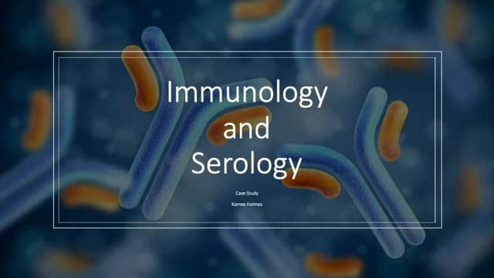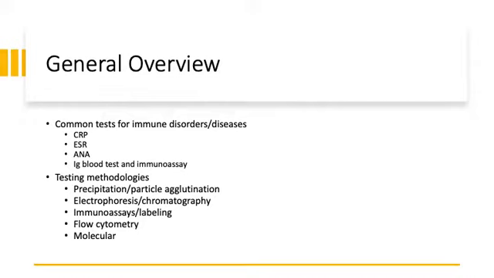This presentation will be on an immunology-related case study. Before we get into the actual case, these first couple of slides will give some general information on immunologic and serologic testing. Some common tests used to assess immune disorders and diseases include C-reactive protein, erythrocyte sedimentation rate, antinuclear antibodies, immunoglobulin blood test to determine type, and immunoassays to determine concentration.